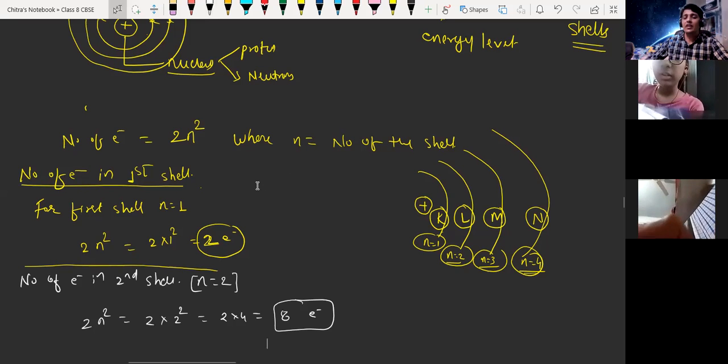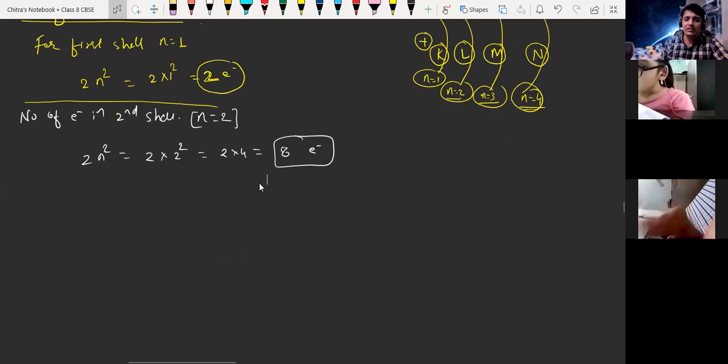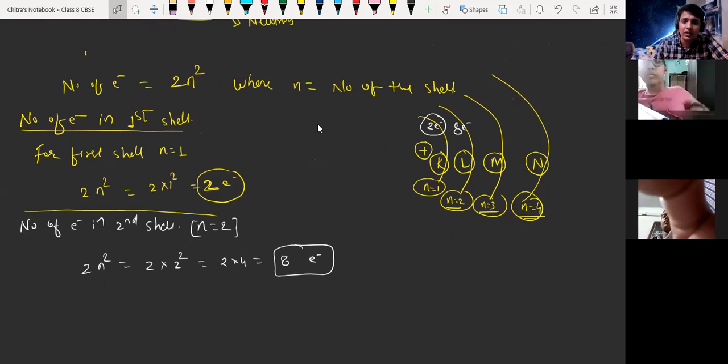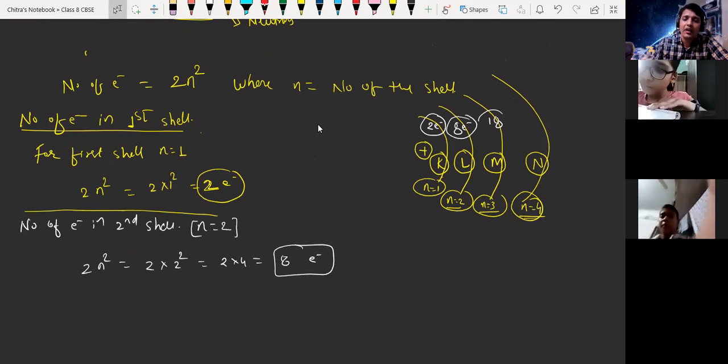If we solve like this for the third shell, I'm writing here. Wait a second. So in the first shell, there will be 2 electrons. In the second shell, there will be 8 electrons. In the third shell, there will be 18 electrons. And in the fourth shell, there will be 32 electrons.